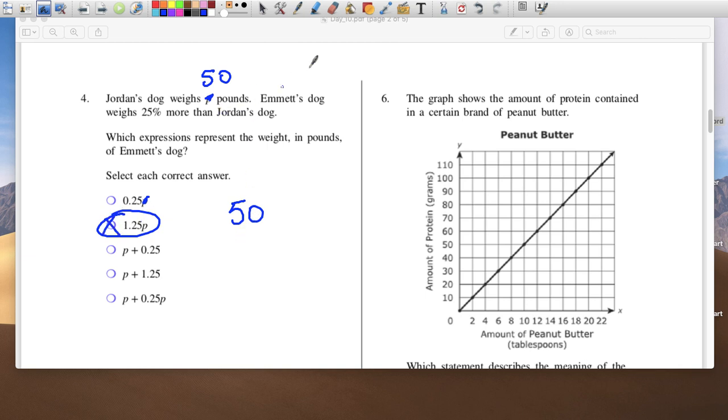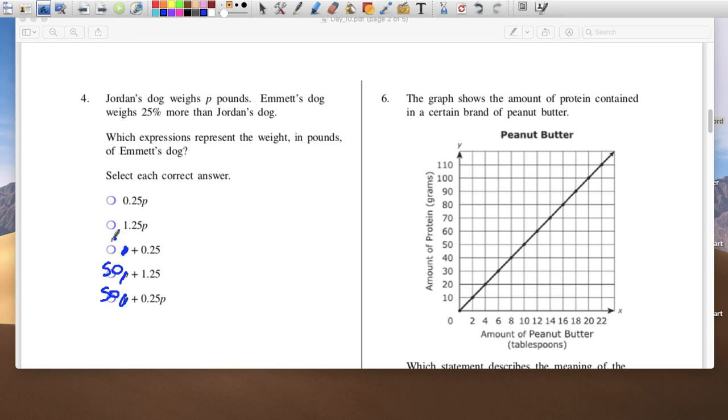Okay. So again, what I'm trying to tell you is if you have something like that, change that P to a number. Okay. An easy number, 50 would have been an easy number, and figure out which of these expressions over here would actually help you to find the answer. Okay, so think about it. If the dog weighs 50 pounds, let's change it to 50. Let me change all that to 50.